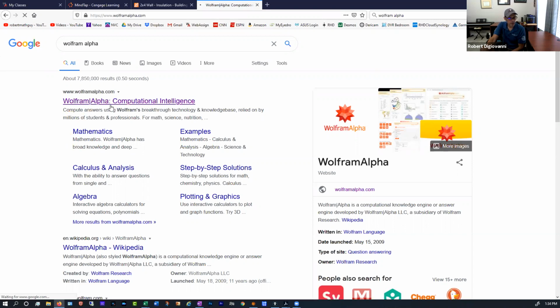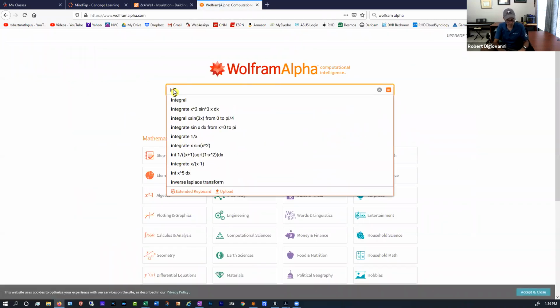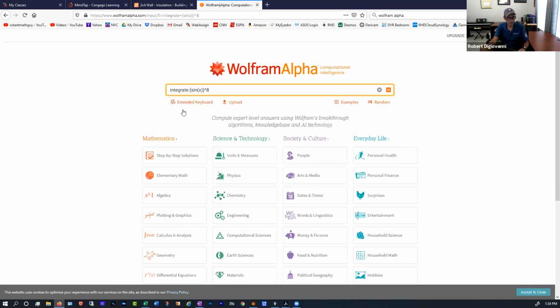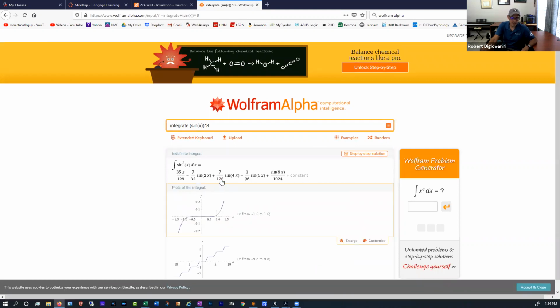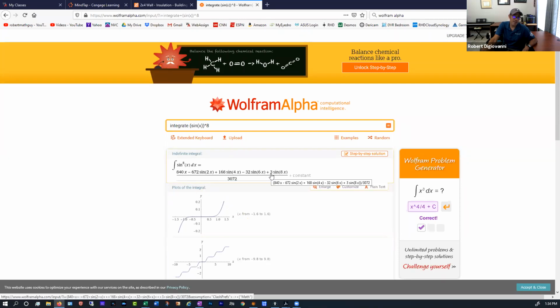So I'm gonna go to Wolfram Alpha real quick, and I'm gonna say integrate sine of x, all of that raised to the 8th power. Now, the answer may not be that long because, see, they use a bunch of trig identities. So it doesn't look as bad as it actually is because they used a bunch of trig identities to make it simple. Okay.